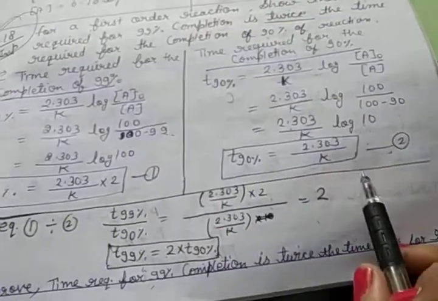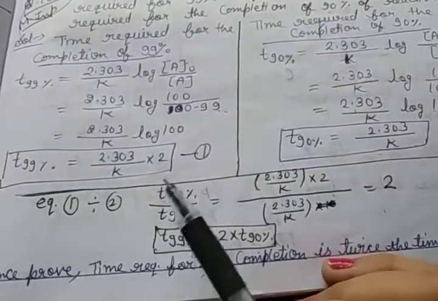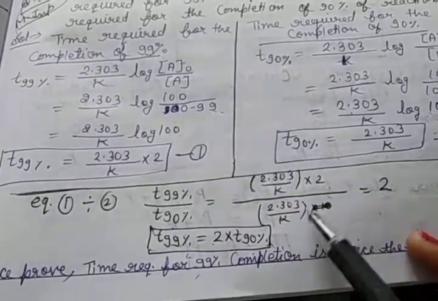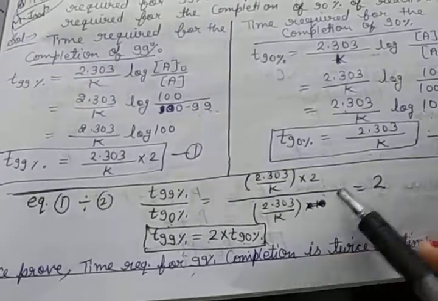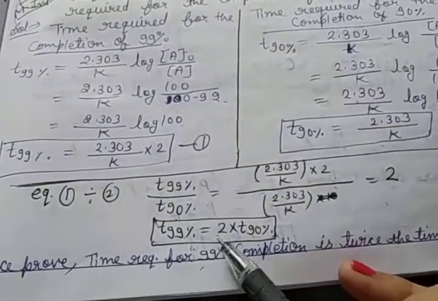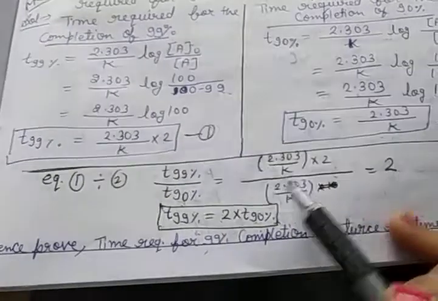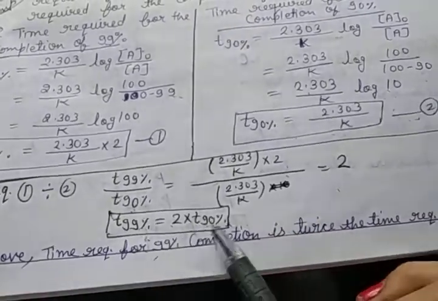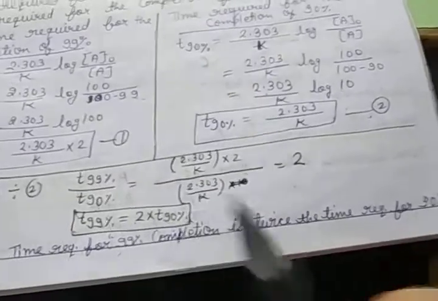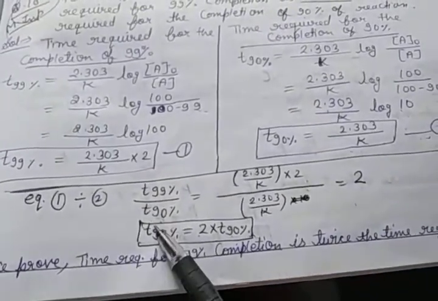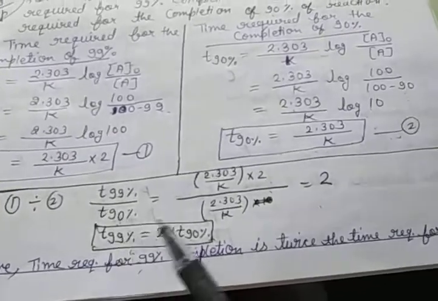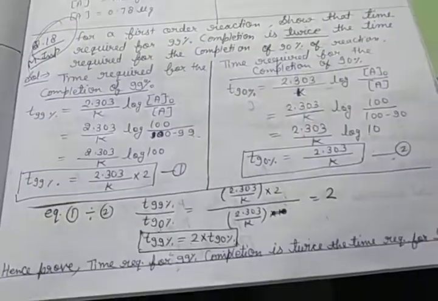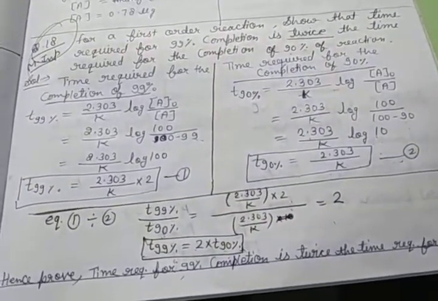Whenever we divide equation one by equation two, T 99% divided by T 90% equals the first value on the upper side and the second value on the lower side. This cancels, so only 2 remains. So T 99% is equal to 2 times T 90%. Hence proved: the time required for 99% completion is twice the time required for 90%. This question came twice in the board exam.